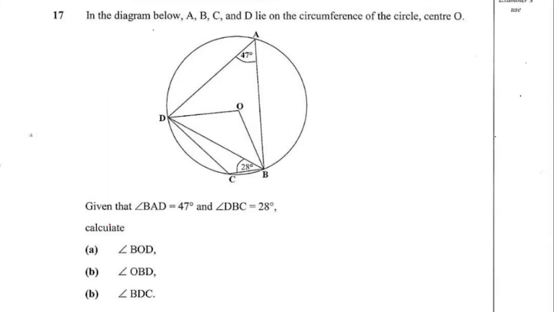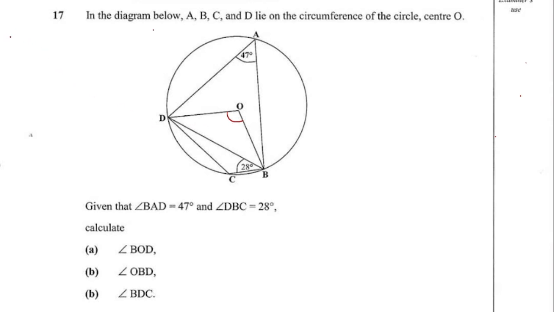So question 1, it's coming from circle properties. And the question says, in the diagram below, A, B, C, and D lie on the circumference of a circle center O. Given that angle BAD is 47 degrees and angle DBC is 28 degrees, calculate angle BOD, which is this one here, the angle at the center.